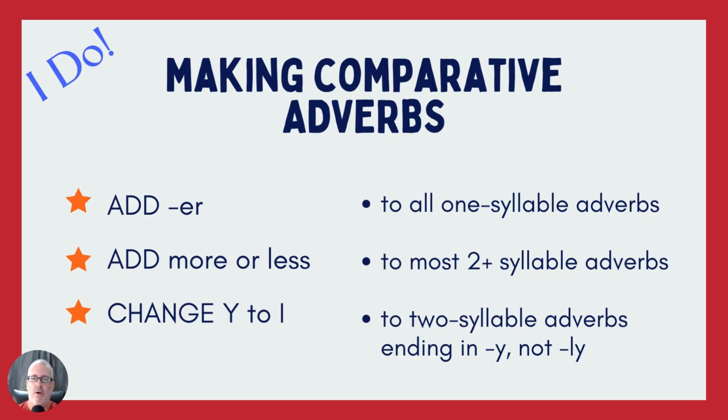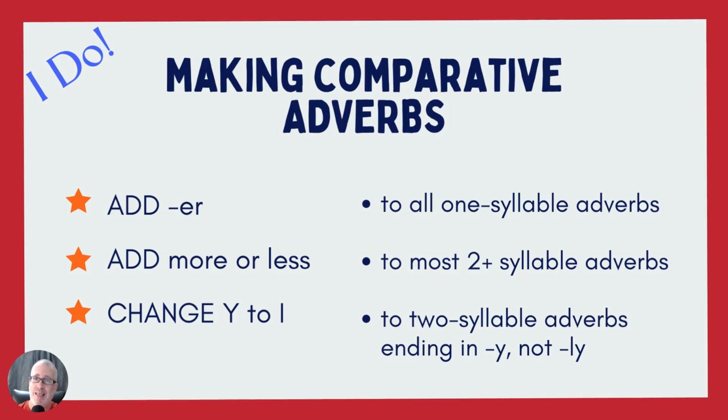Well, we add er to all one syllable adverbs. There are a few exceptions here that aren't one syllable. We'll talk about those in a bit. The next way is to add more or less to most two or two plus syllable adverbs. So 2, 3, 4, ad infinitum, we add more or less in front of them. And then we can change Y to I. We need to remember that rule if we have a two syllable adverb ending in Y, not ly, but ending in Y, a word such as easy.